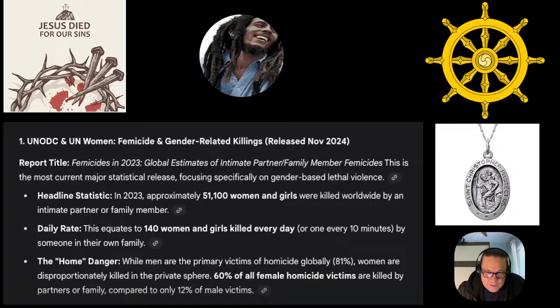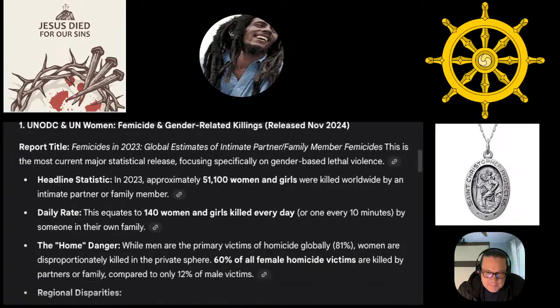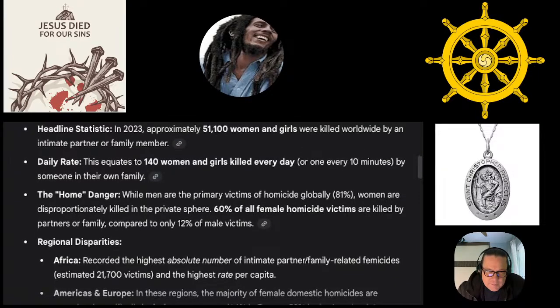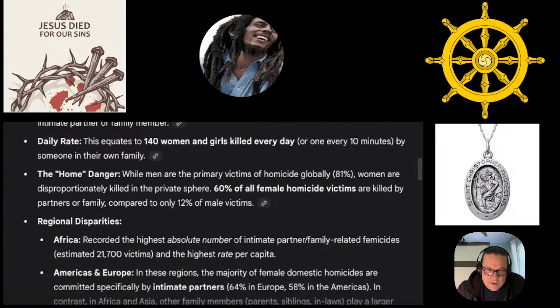So that comes down to one person every 10 minutes killed by someone in their own family. The home danger: while men are the primary victims of homicide globally, with global homicide rates 81% for men, women are disproportionately killed in the private sphere. 60% of all female homicide victims are killed by partners or family, compared to only 12% of the male victims. And this is obviously a huge disparity.